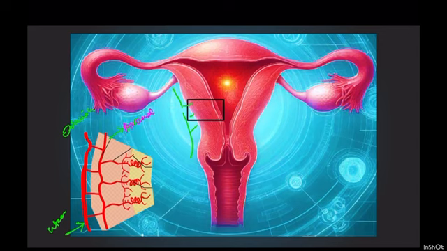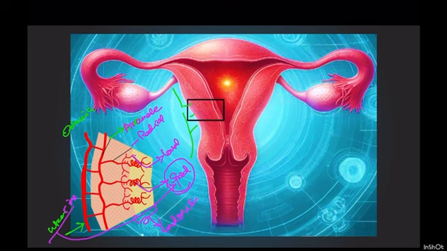vessel, radial. This is basal and spiral. So why am I showing this? The end artery of the uterine artery is the spiral artery. Remember, the end artery of the uterine artery is the spiral artery, which is situated in the endometrium.